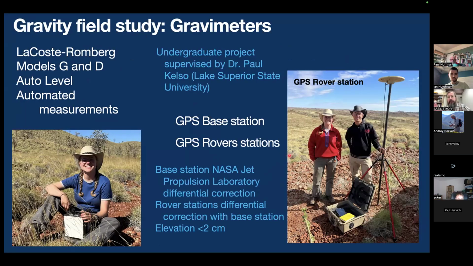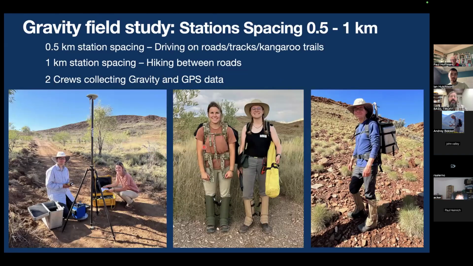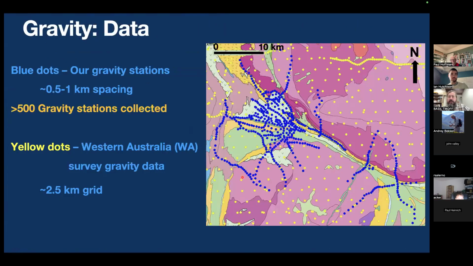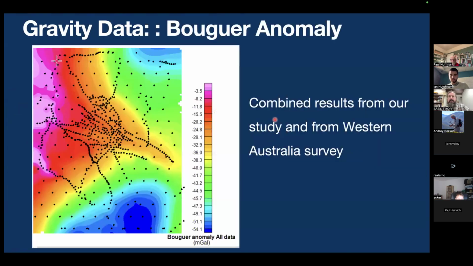Standard, we used good Lacoste-Romberg gravimeters, had elevation control of about 2 centimeters, which is overkill for the gravity corrections. And then we put in spacing at about 0.5 kilometers, particularly across the proposed zone of sinking. So this is admittedly overkill. It's over 500 gravity stations collected. We also used the Western Australia gravity grid outside. The zone of sinking is about there. So you can see that we've got pretty good coverage over that area.